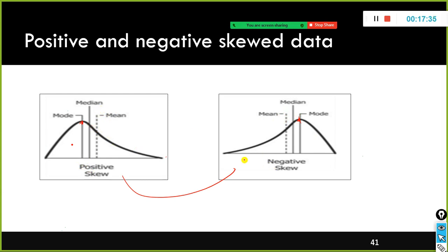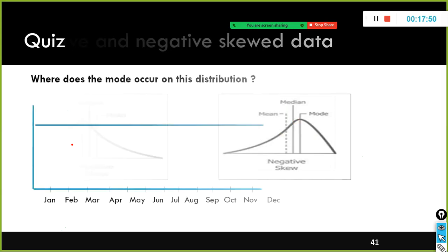What is positive skew? Mode is greater than median, and median is greater than mean. In this case also the same thing: mode is greater than median and median is greater than mean. The only difference is the tail.